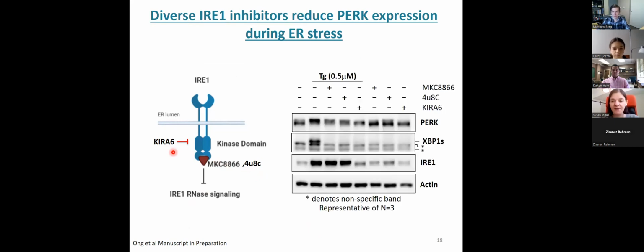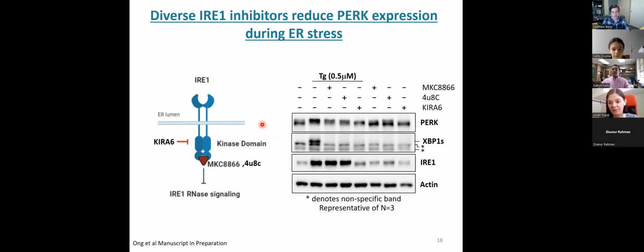And when he repeated the experiment, again with thapsigargin treatment, he could see a switch on in IRE1 activity, an upshift in PERK indicating its activation. When he combined with MKC, 4μ8C or KIRA6, we switch off IRE1. And when we look at PERK, we see this decrease in PERK protein expression. So this really told us that what we were seeing wasn't specific to MKC, but appeared to be general of multiple inhibitors of IRE1.